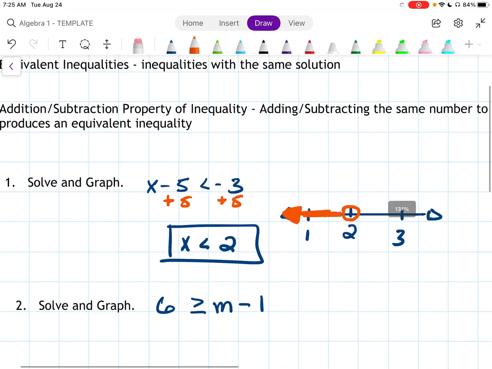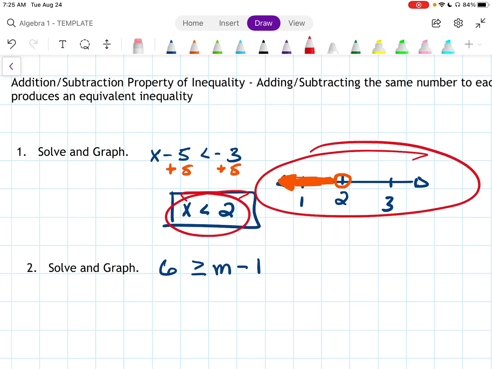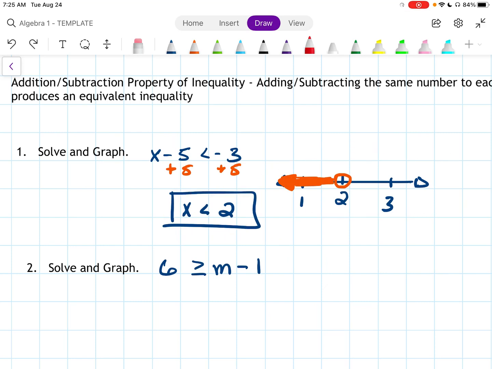On your paper, if you're using the same color ink or a pencil, you just want to shade it kind of wider so that you can tell which side is shaded. Your answer here is the inequality and the graph. On the homework, if it asks for just the inequality, you don't have to graph it. But if it asks for the inequality and the graph, you have to list both, just like what I did here. Most of them will ask for both.